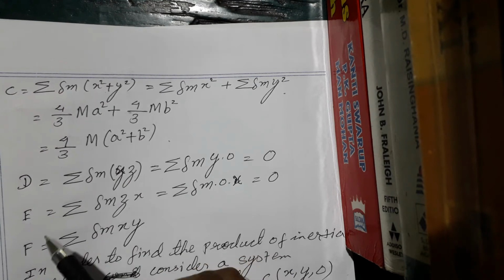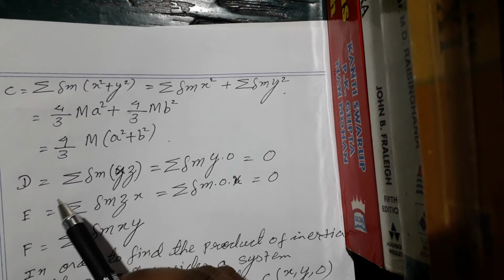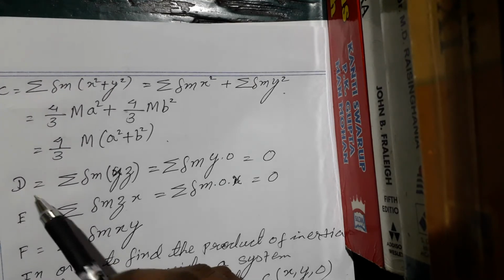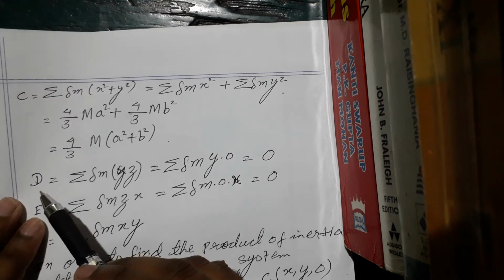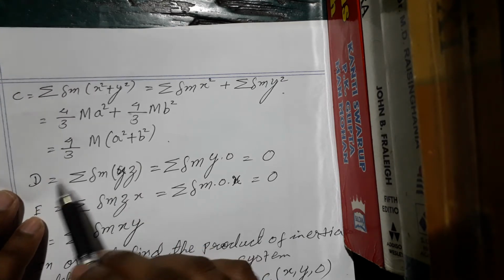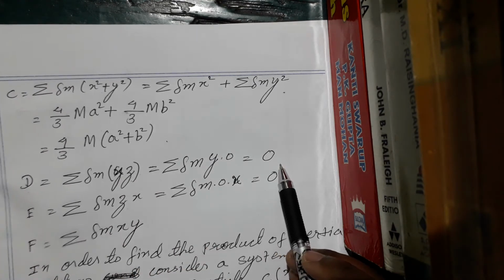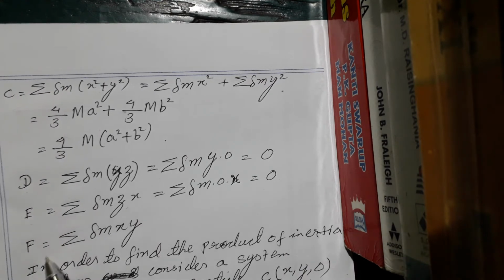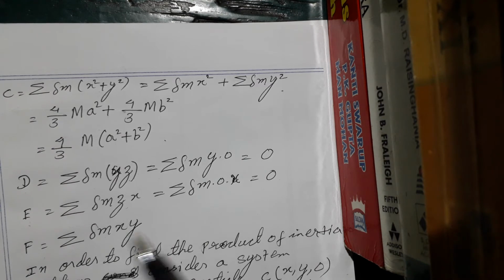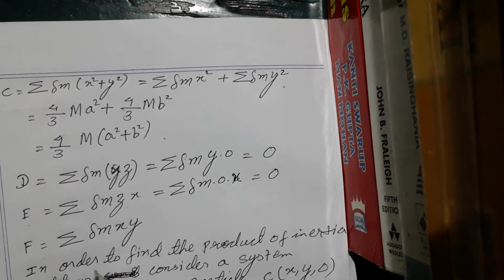Now we'll try to find the product of inertia about the three planes: the xy plane, the yz plane, and the zx plane. So D is the product of inertia about the xy plane. The formula for D is summation delta m y z, but the z coordinate is 0, so we substitute 0 and get the product of inertia to be 0. In the same way, for E we put z as 0 and get 0. But for F, we get summation delta m x y, so it is not 0 in this case.